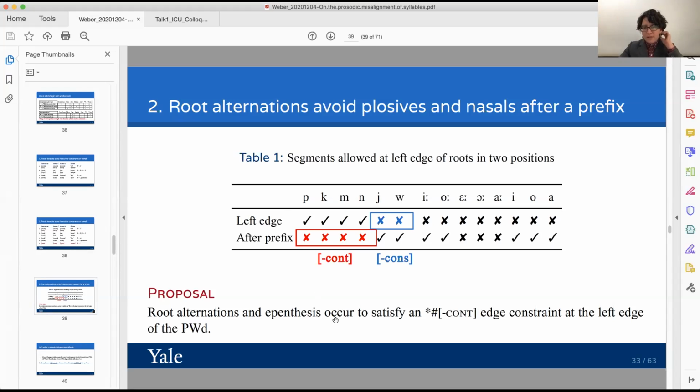prosodic domain at all. Where there does seem to be recursivity, which is something that I'm looking into now, is as you stack on extra prefixes to the front, each of those seems to induce a new prosodic word. So it seems like you get this inner prosodic domain recursively at the left edge of every prefix.